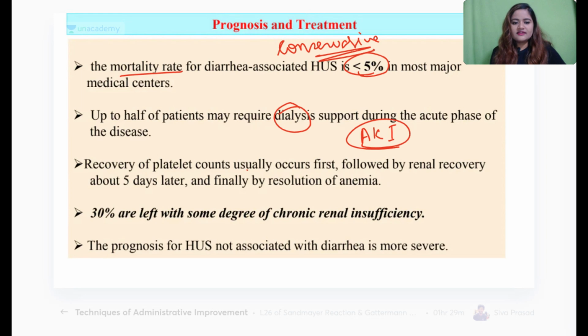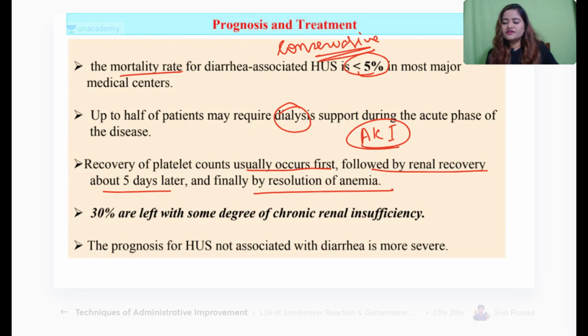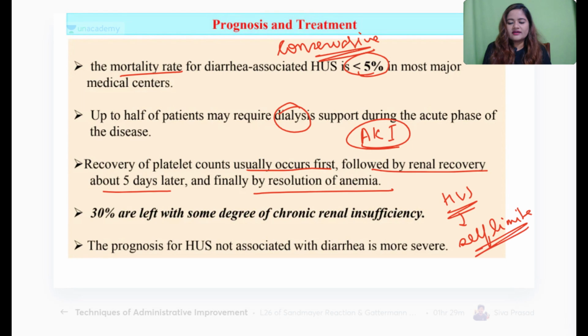Recovery of platelet counts can occur usually first, followed by renal recovery about 5 days later, and finally by the resolution of anemia. So platelet counts जो fall हुए थे, they will recover very easily, and anemia part which was present, that will also recover very easily. So HUS is going to have its own self-limited course. That means ये अपने आप ही आएगा और अपने आप ही जाएगा. ठीक है. Now very few cases, at around 30%, could develop a chronic renal insufficiency.